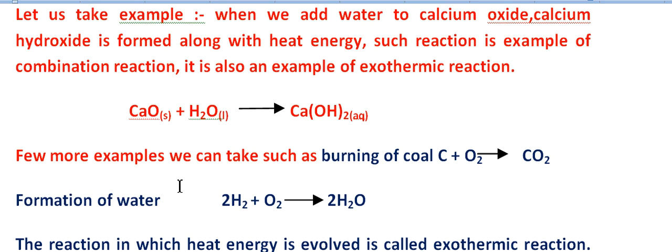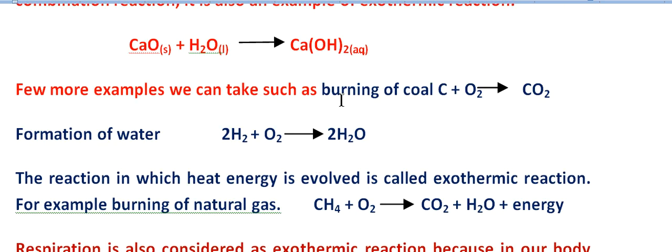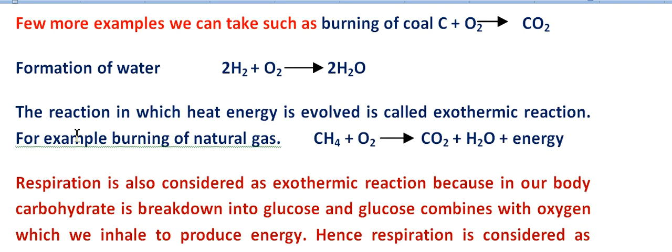Let us take a few more examples. That is, burning of coal. Carbon plus oxygen will give carbon dioxide. Two different molecules combine to form a single molecule. Similarly, formation of water is again an example of a combination reaction. That is hydrogen plus oxygen, that gives water. A reaction in which heat energy is evolved is known as an exothermic reaction.